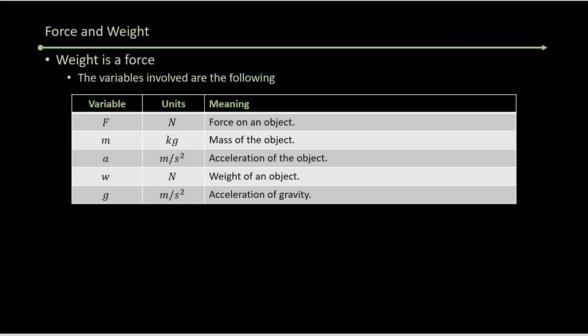Force and weight, right? Weight is a force, and the variables involved in all this: we use F for force, the units are newtons. F is the force on an object. We use M for mass, that's in kilograms. We use A for acceleration, that's meters per second squared. We use W for weight, but it's also a force, so its units are newtons. And g is what we use for the acceleration of gravity, and you can see that's just an acceleration, meters per second squared.